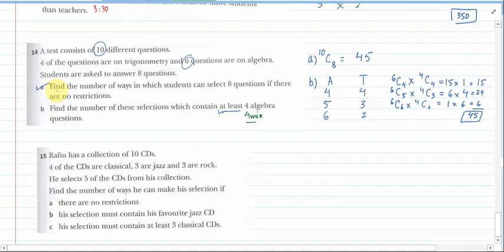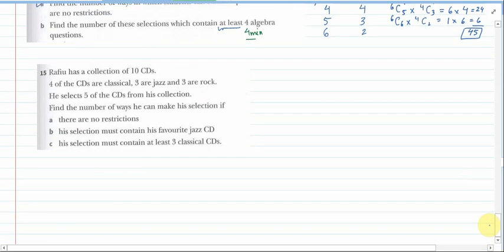The question says Rafiu has a collection of 10 CDs. 4 of the CDs are classical, 3 are jazz and 3 are rock. He selects 5 of the CDs from his collection. Find the number of ways he can make the selection if there is no restriction. For the first part, you have a time of 40 seconds, so start.